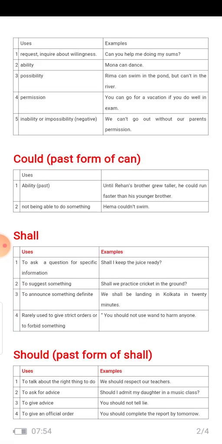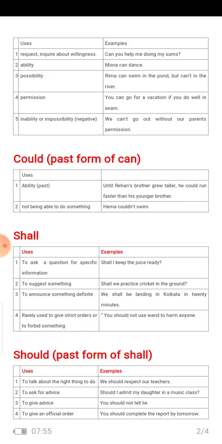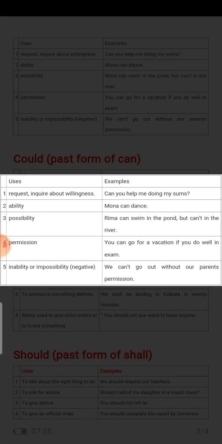Can is used to request, inquire, or show willingness. Can you help me doing my sums? Ability: Mona can dance. Possibility: Rima can swim in the pond but can't in the river. Permission: you can go for a vacation if you do well in exam.